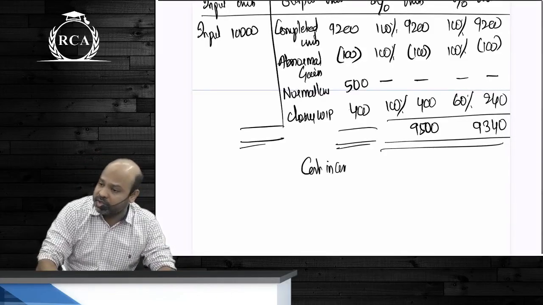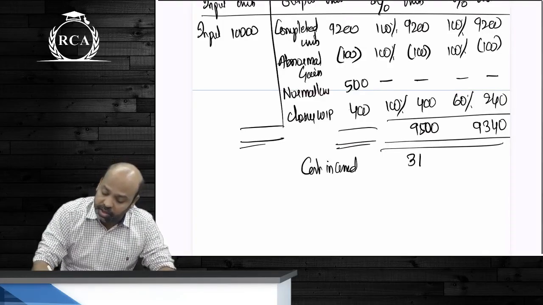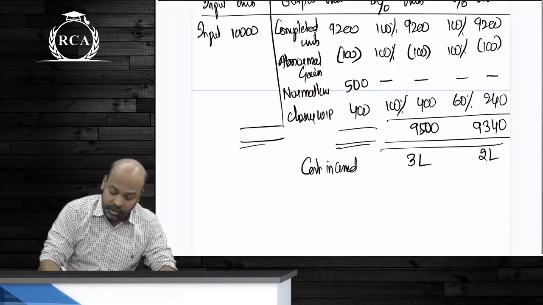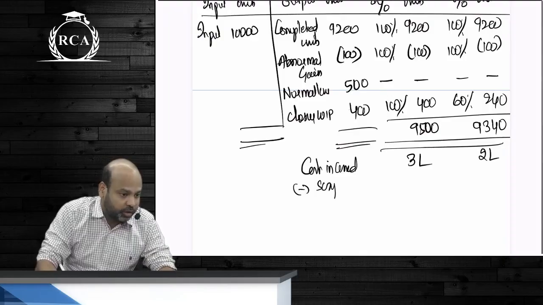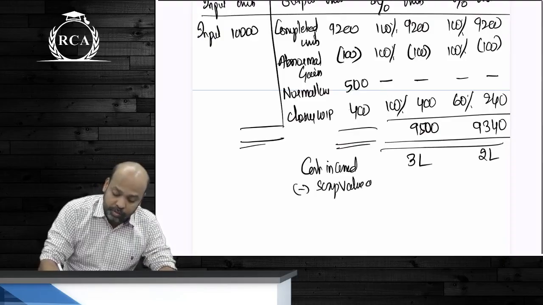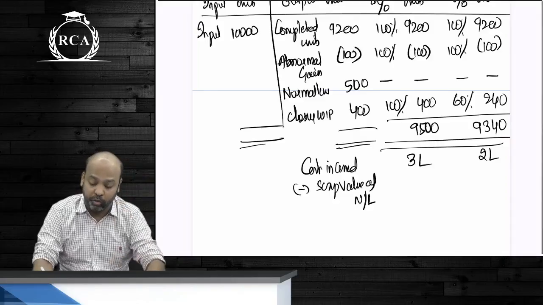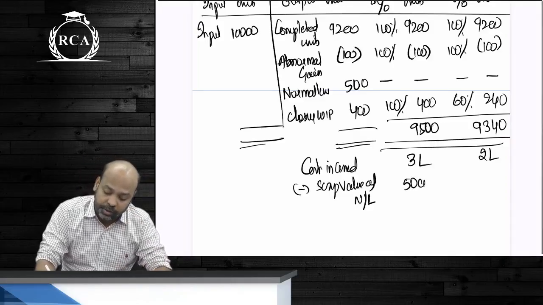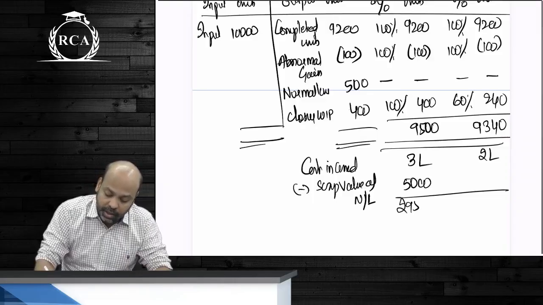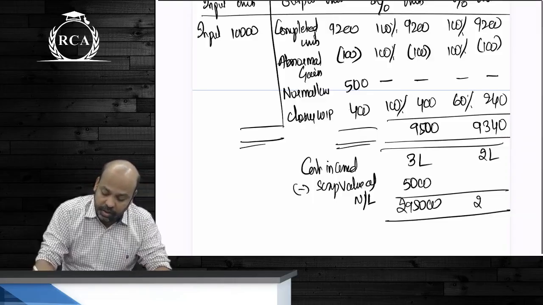It will never change. Cost incurred: material 3 lakhs, labor and overheads 2 lakhs. Should I deduct scrap value of normal loss? Though there is abnormal gain, you will still deduct scrap value of the entire normal loss. This rule cannot change. We have been doing this right from the first question. That is 5,000. This will become 2 lakh 95,000. This will become 2 lakhs.